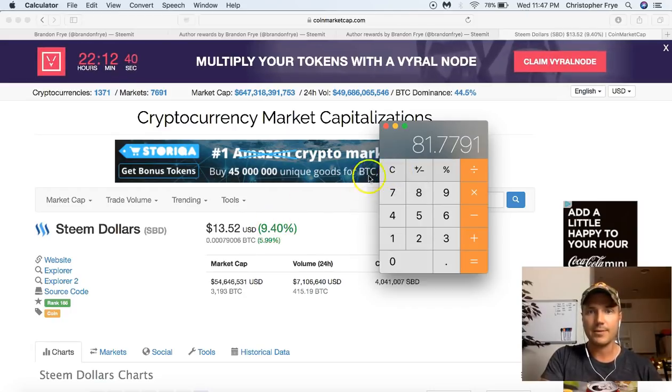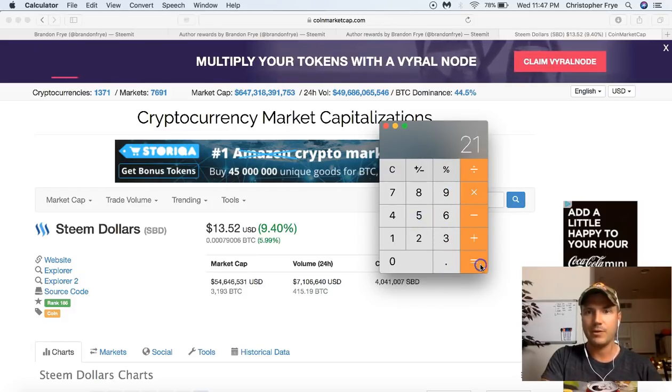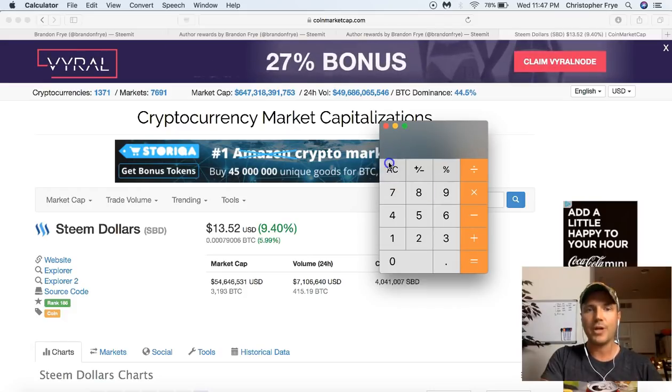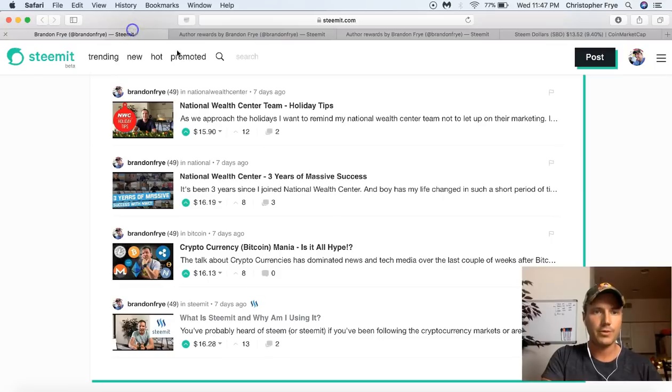And then plus, let's say it was about $6, right? For the Steem Power, which is worth about 3.5. Okay, so over $100, guys. Over $100 on this one post. Now, if you go to it, it says 16.13. So it's kind of confusing.